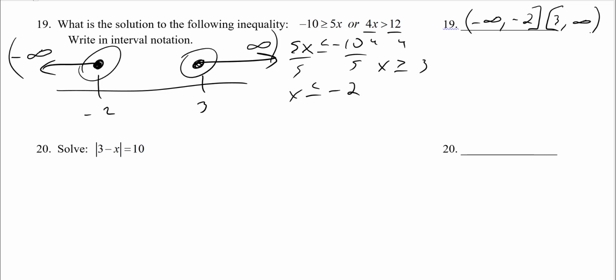So just get used to it. The problems are not that difficult, but you've got to get used to it to be successful in this. Okay? Okay, so the next one is absolute value.